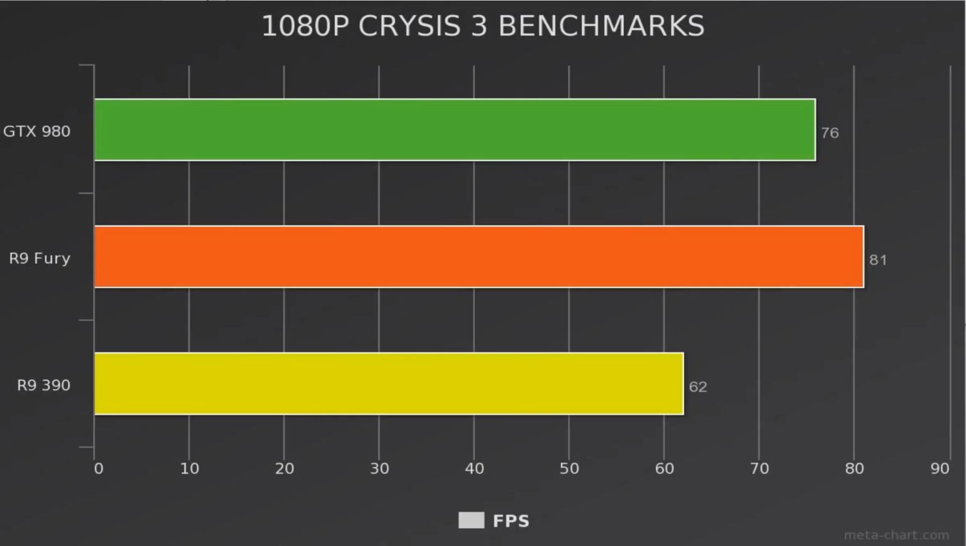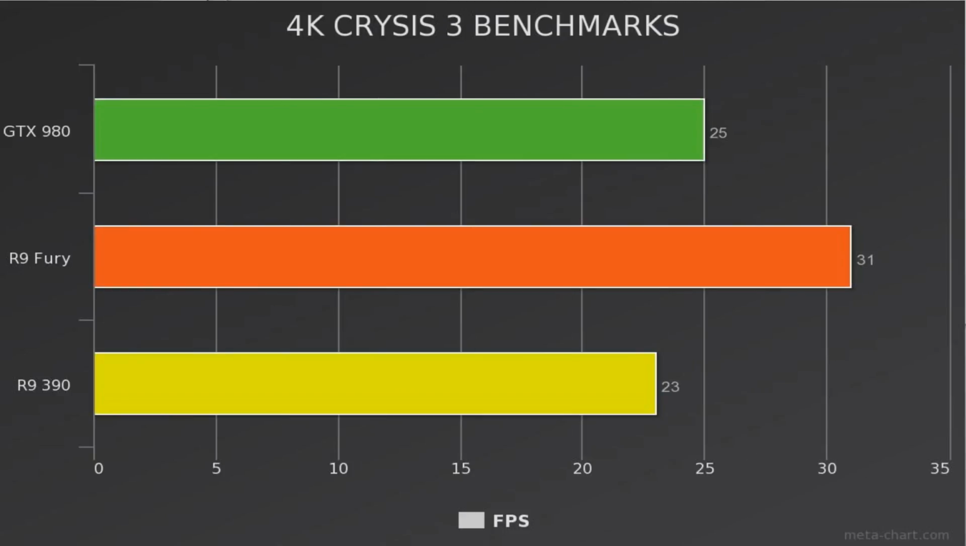Now, the final benchmark, Crysis 3. At 1080p: R9 Fury 81, GTX 980 76, R9 390 62. Crysis 3 at 4K: R9 Fury 31, GTX 980 25, and R9 390 23. So you can clearly see that the GTX 980 and R9 Fury performance is similar, but in some games the GTX 980 beats the R9 Fury, or the R9 Fury beats the GTX 980. But the R9 Fury is only 15% faster than the R9 390.